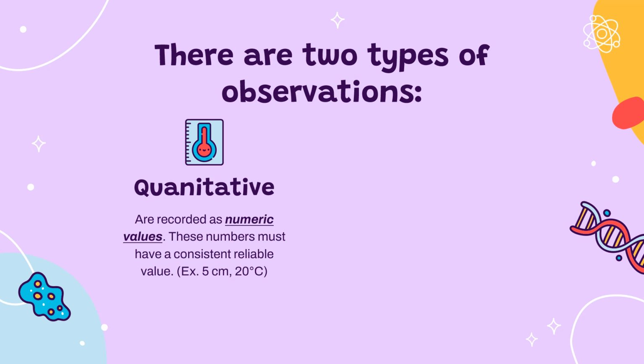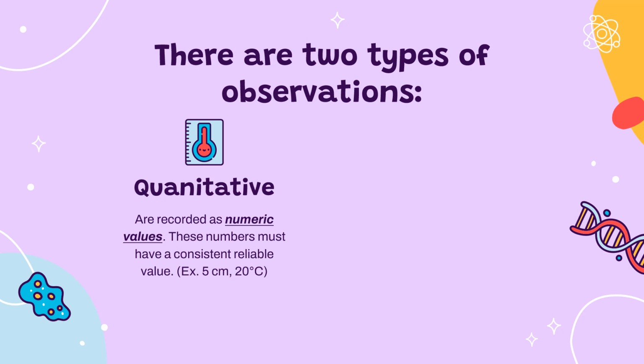The way that these numbers are consistent and reliable is in the way that 5 centimeters always means 5 centimeters. If you tell another scientist this was 5 centimeters long, they know exactly what you're talking about. Same thing with 20 degrees Celsius. 20 degrees Celsius is the same temperature no matter where you go in the world. So this is a very objective way of making observations.